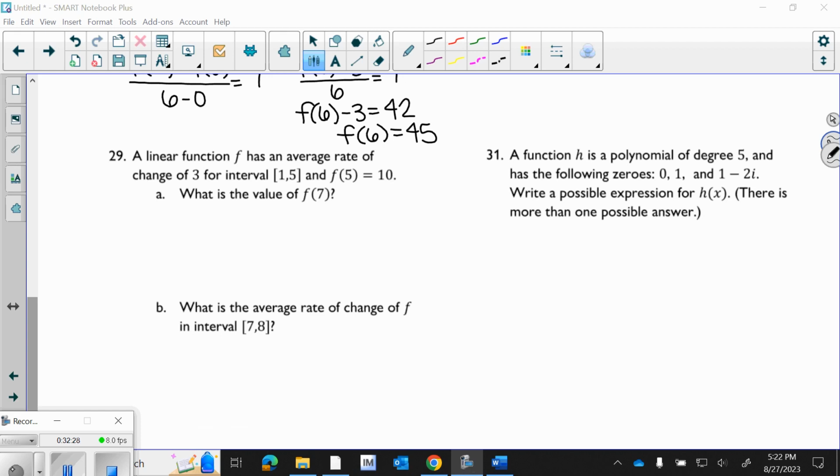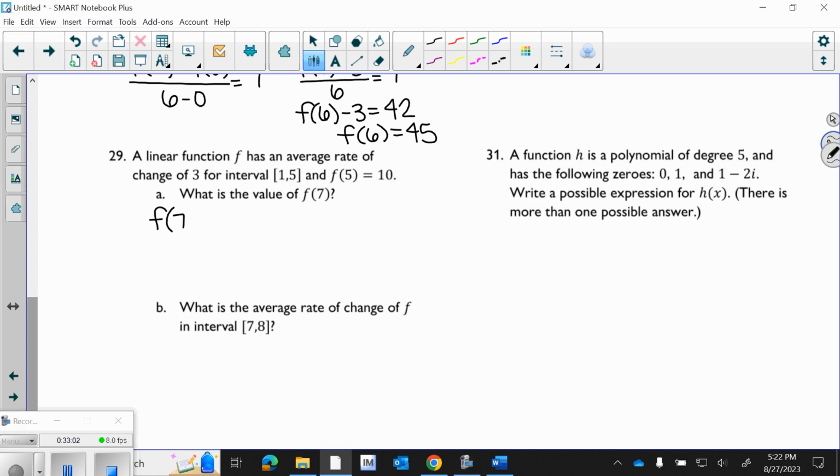So there are a couple ways that I could go about solving number 29. But I'm going to continue to use the difference quotient just because I think that it is good practice for all of us. A linear function f has an average rate of change of 3 for the interval 1 to 5, and f of 5 is equal to 10. What is the value of f of 7? So let's start by filling in the things that we know. Let's do a difference quotient between f of 7 and f of 5.